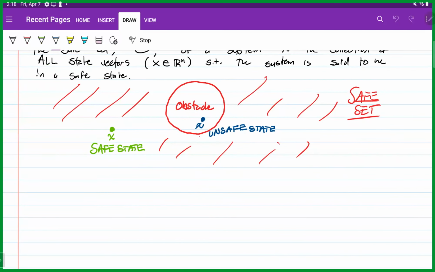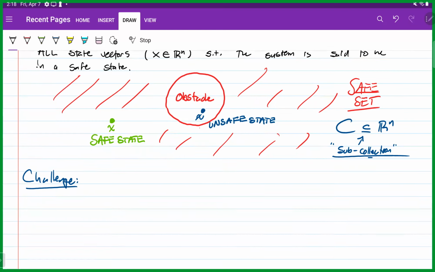All right, very cool. Let's talk about a major challenge with this safe set description. Oh, and one more thing I want to mention. Since this safe set is a collection of different vectors in Rn, you'll often see it written in these papers as C subset Rn. It just means it's a sub-collection.